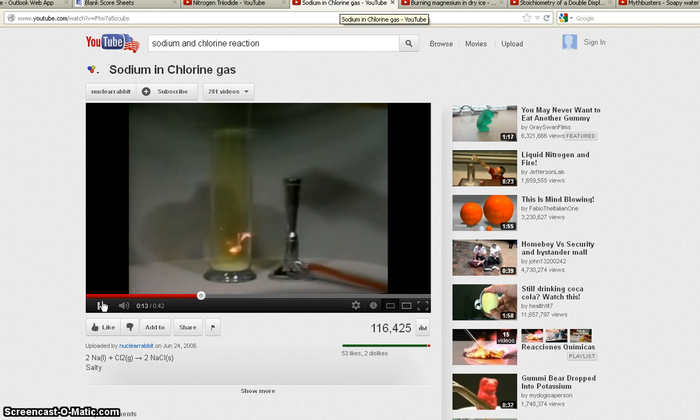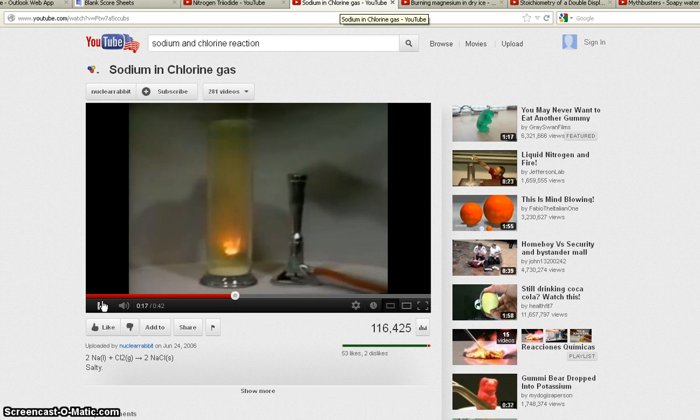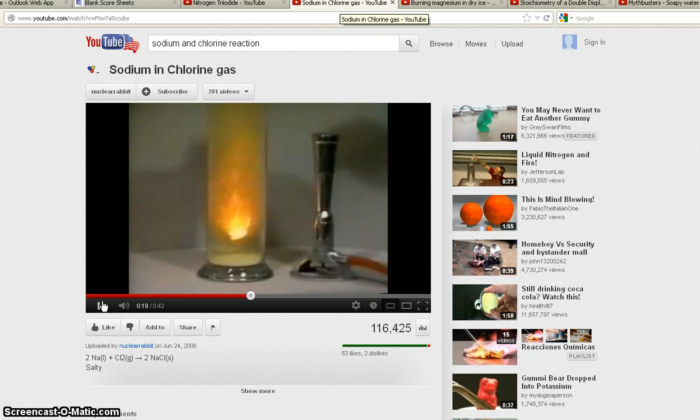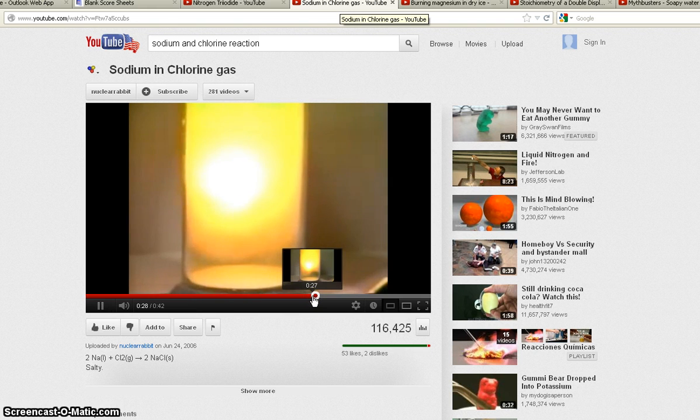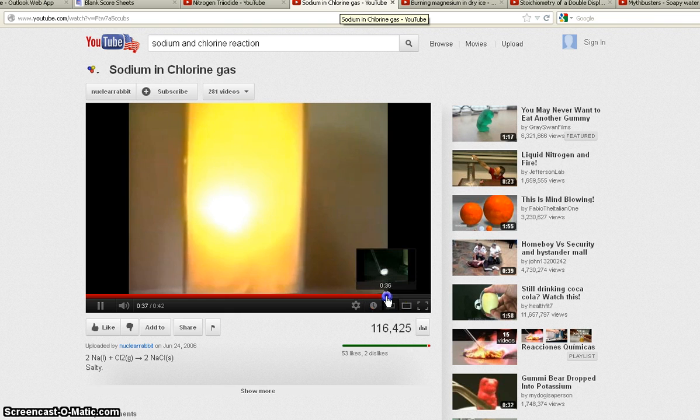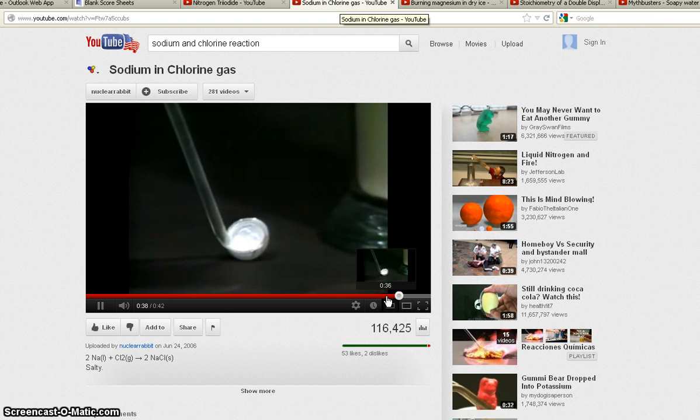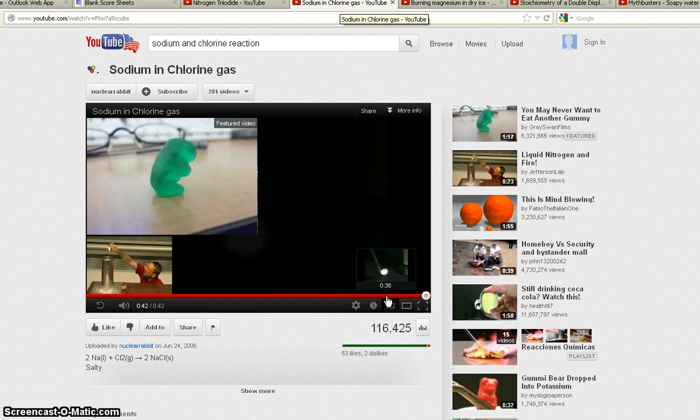The chlorine gas is green. The sodium burns in chlorine with an intense yellow flame. We get a flame, and then after some time, an exothermic reaction forms sodium chloride. The glass spoon contains only white solid sodium chloride, a white solid powder when you're done.